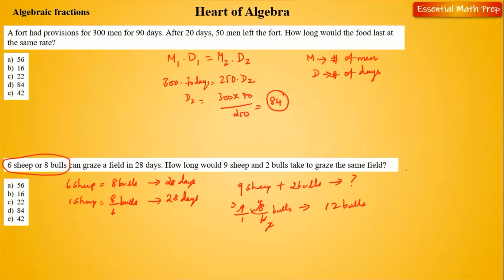So now let's add these two. That means 9 sheep plus 2 bulls is the same as 12 bulls plus 2 bulls, which is 14 bulls total. We know 8 bulls can graze a field in 28 days. How long would it take for one bull to graze the field? It would be 28 times 8 days, right? So if you divide that by the total number of bulls, 14, then you get, I believe, 16 days.